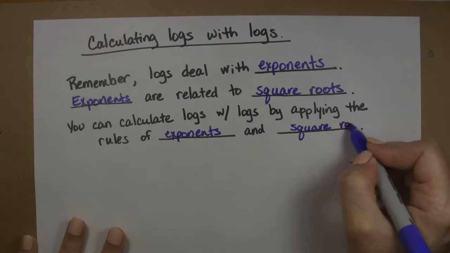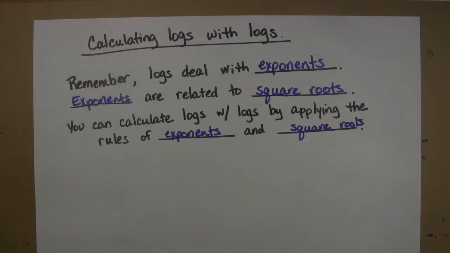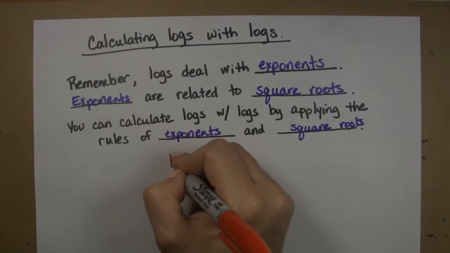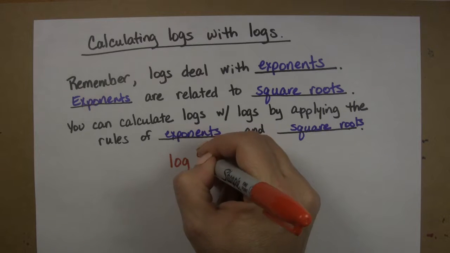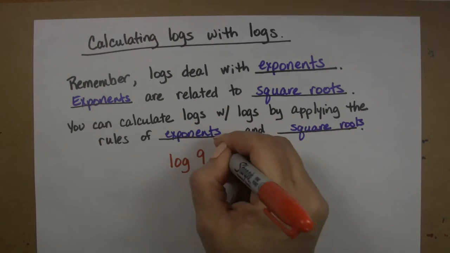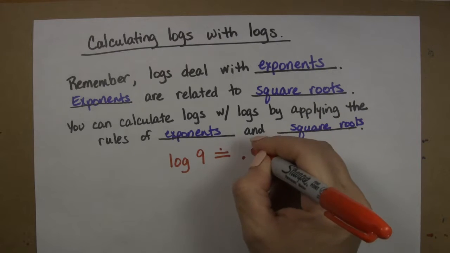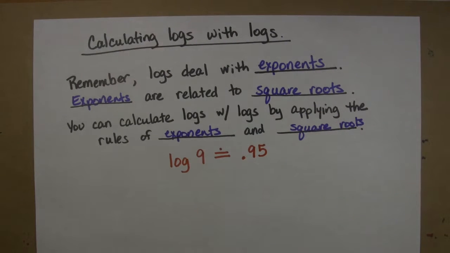So here is a typical problem you would get. They would say, pretend that you are stranded on a desert island, and you are trying to calculate some logarithms. But the only logarithm that you can remember is that the log of 9 is more or less 0.95. So you have no other calculator with you. This is all that you have, and this is the only log that you remember. So can you, using this information, calculate other logs? And the answer is, of course, yes.